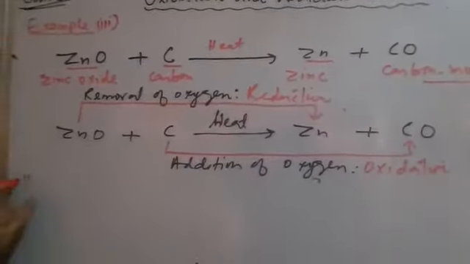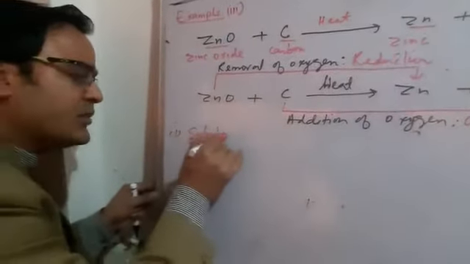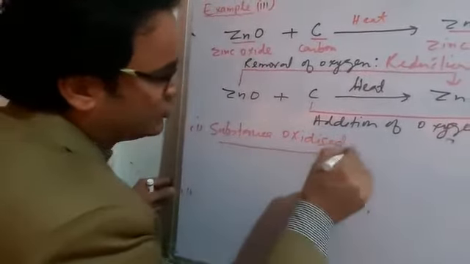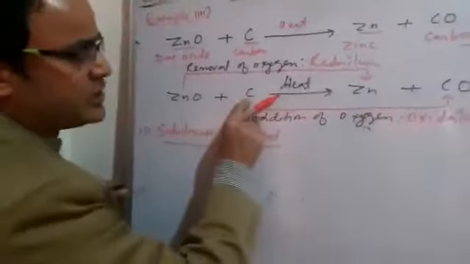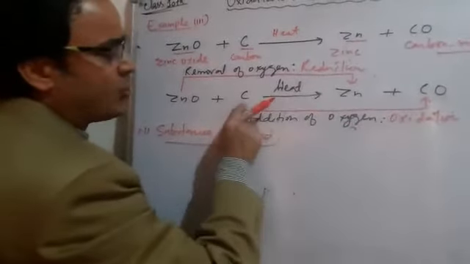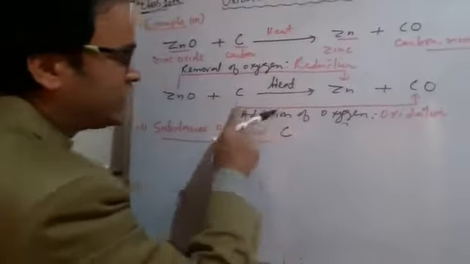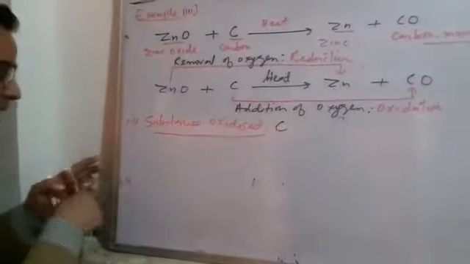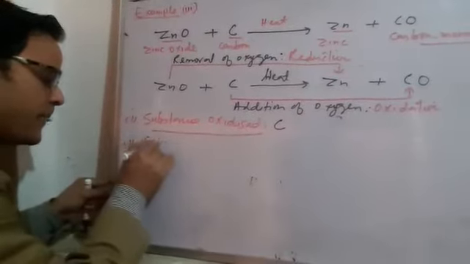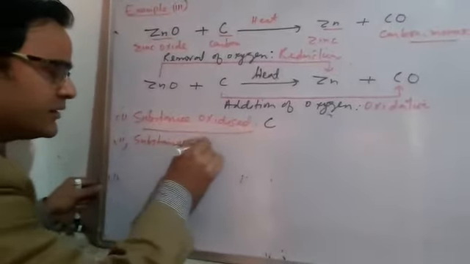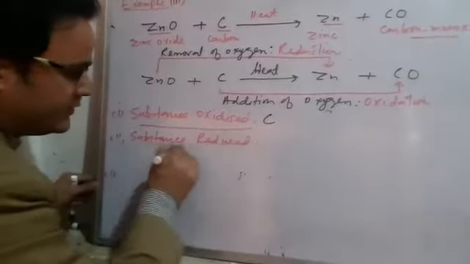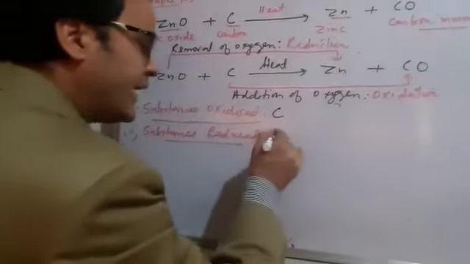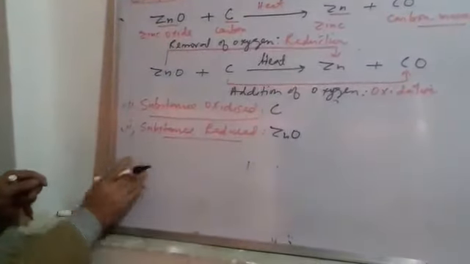Now let me come to the substance oxidized and substance reduced in this reaction. Substance oxidized: the substance on which oxidation takes place, that is carbon here. So carbon is the substance oxidized because carbon is being oxidized to carbon monoxide. Substance reduced is the substance on which reduction takes place, and that is ZnO. So here ZnO, zinc oxide, is the substance reduced.